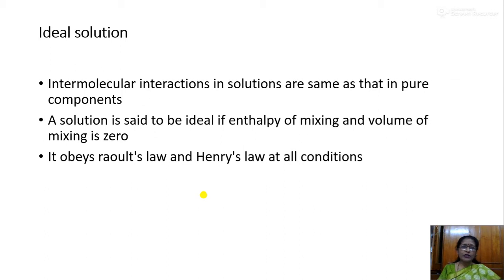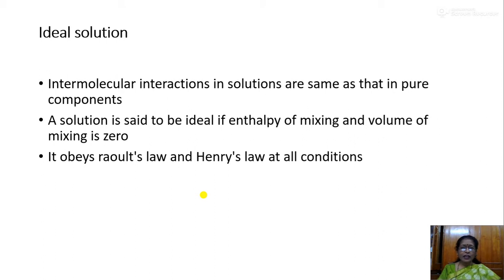Second one is, a solution is said to be ideal if the enthalpy of mixing and volume of mixing is 0. That is, when a solution is formed between the two components of the liquid, during mixing there will be some liberation of energy, that is enthalpy. That energy should be 0, that is there should not be a change in the energy, and volume of mixing should also be equal to 0. After mixing, the volume should not change. Either the volume should not be increased or the volume should not be decreased.